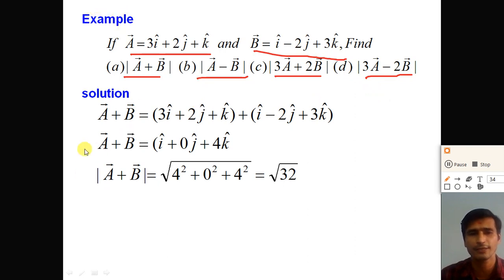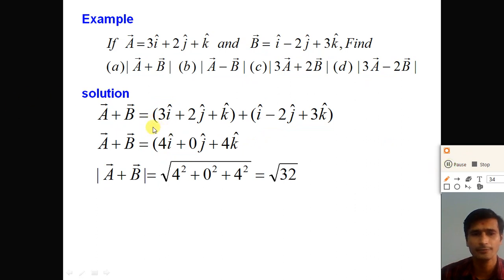So if you want to find the vector A plus B, what is it? Vector A plus vector B: 3i plus 2j plus k plus i minus 2j plus 3k. If we add the first, x component, 3i plus i, we get 4i. Then 2j plus minus 2j, we get 0j, and k plus 3k, we get 4k. So the vector A plus B is found to be 4i plus 0j plus 4k.